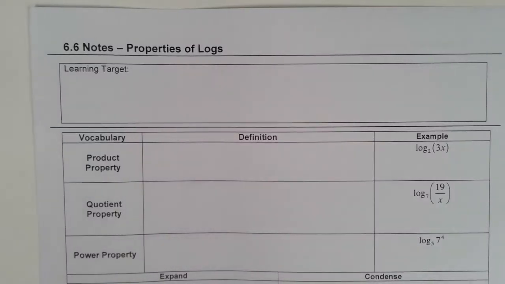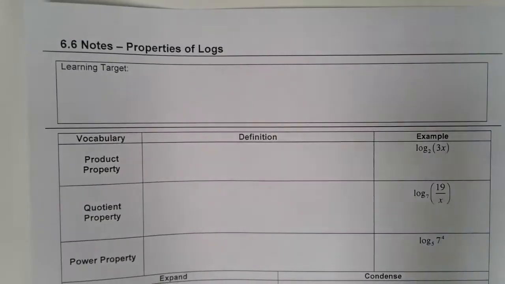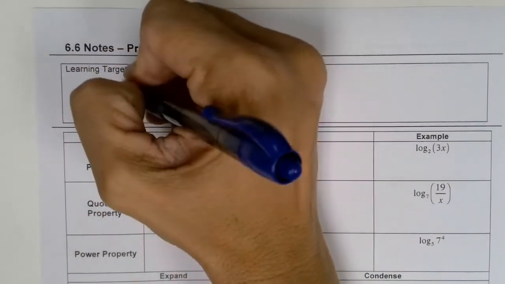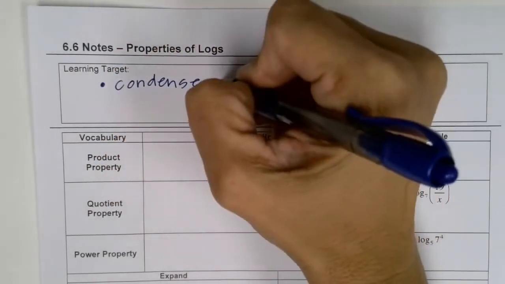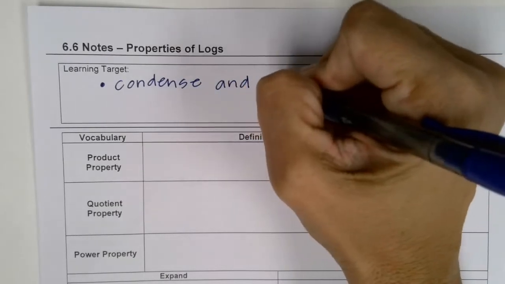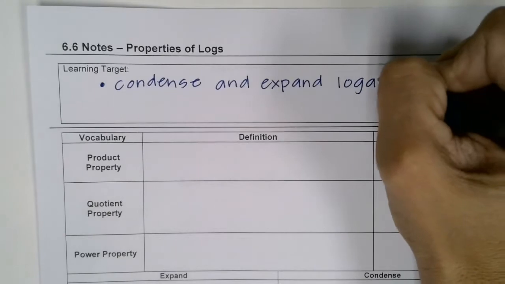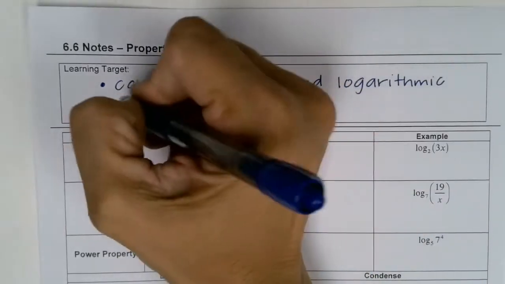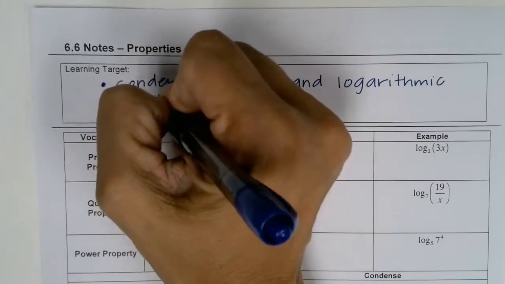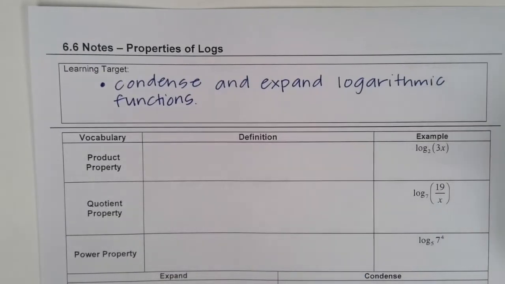Today we're going over 6.6, which is properties of logs. So our learning target today is to condense and expand logarithmic or log functions. You should have done this before, so this isn't new, we're just revisiting it.